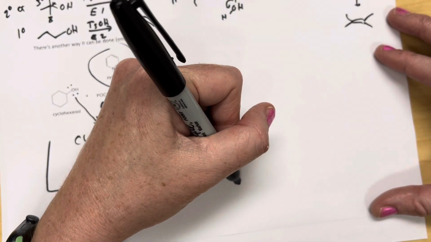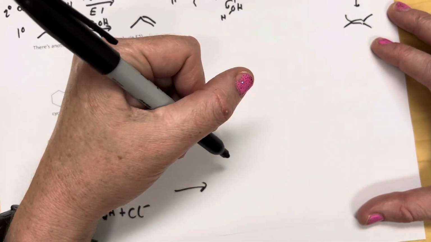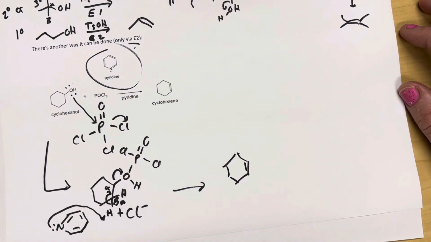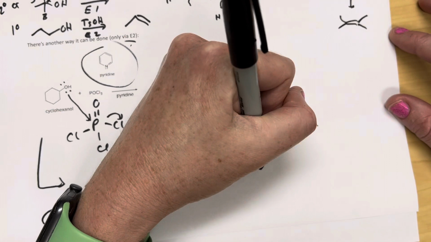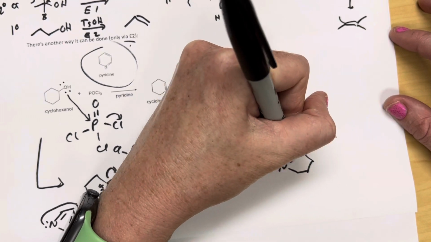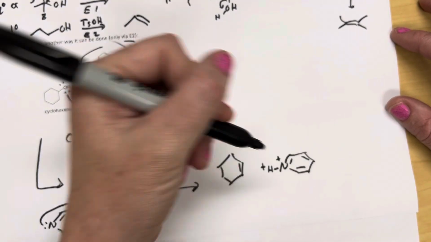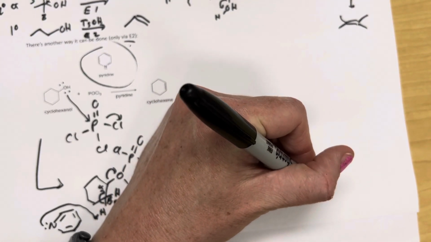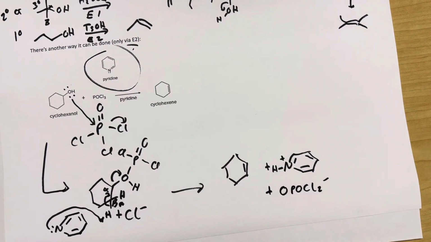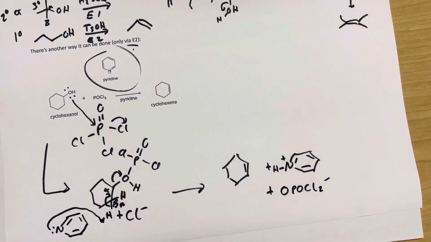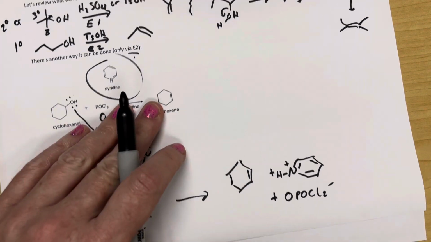Okay, so essentially now you have this thing. We already accounted for a Cl-. You'll also have this NH pyridine thing that would now have a positive charge on it. And then we also have the OPOCl2 negative. That extra O was added when this thing took off here. Okay, let's go ahead and keep going.